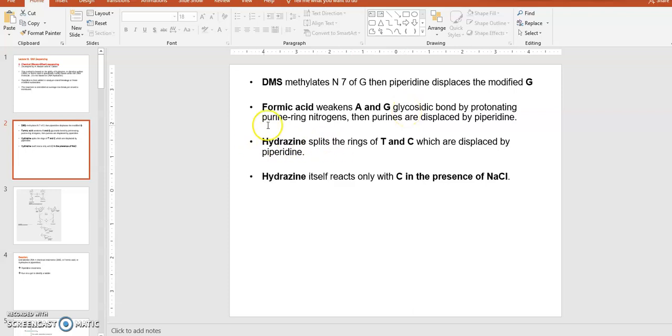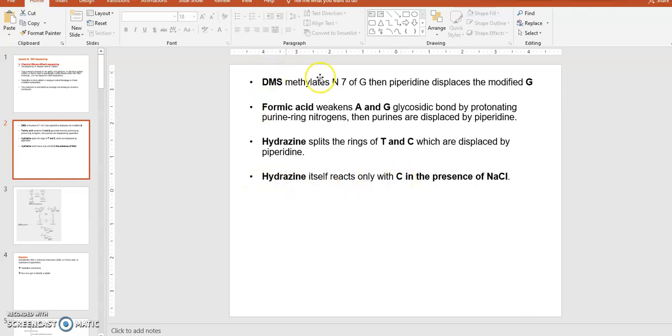And this chemical, hydrazine, can modify T, thymine, and C, cytosine bases, and hydrazine itself can also act on the C bases with the presence of salt. So these chemicals have very specific bases they are targeting: DMS, G; formic acid, A and G; hydrazine, T and C; with the presence of salt, hydrazine targets C.